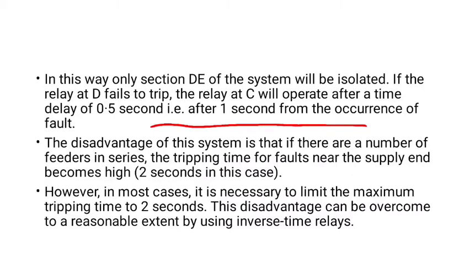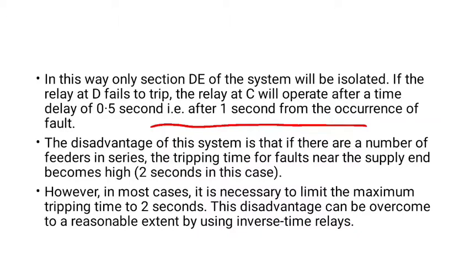So relay D has a 0.5 second operating time, and relay C has an operating time of 1 second. If the relay at D fails to trip, then relay C will operate after a time delay of 0.5 second, that is, after 1 second. The disadvantage of this system is that if there are a number of feeders in series, the tripping time for the faults near the supply end becomes high.